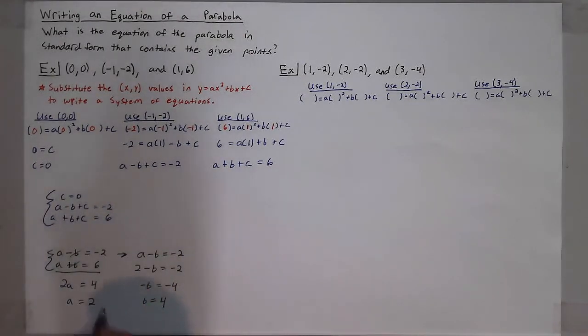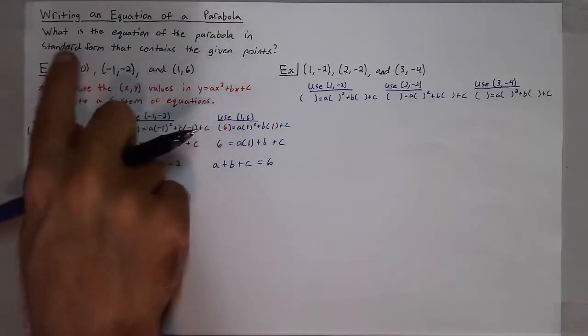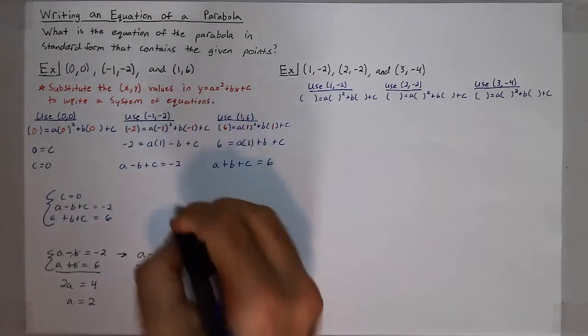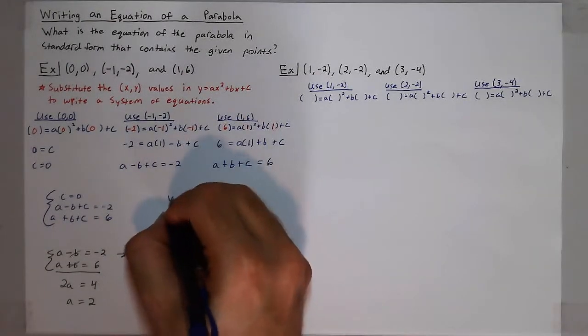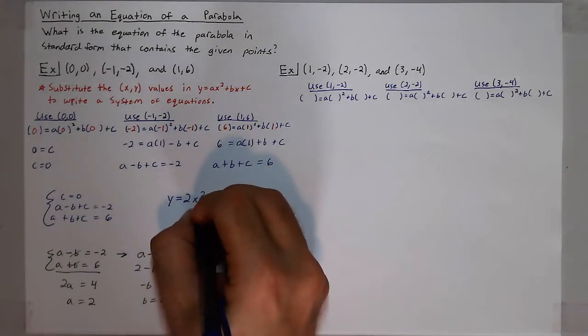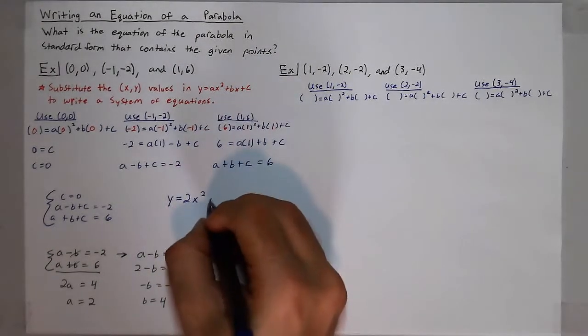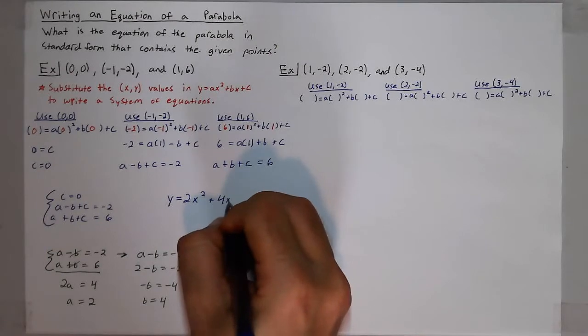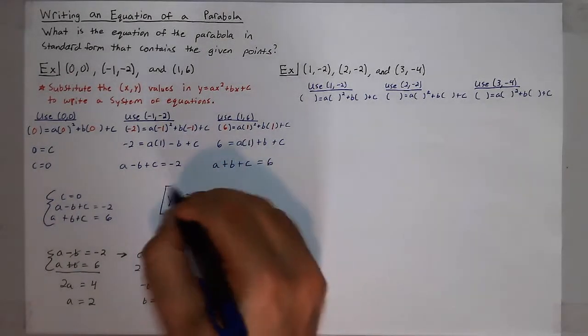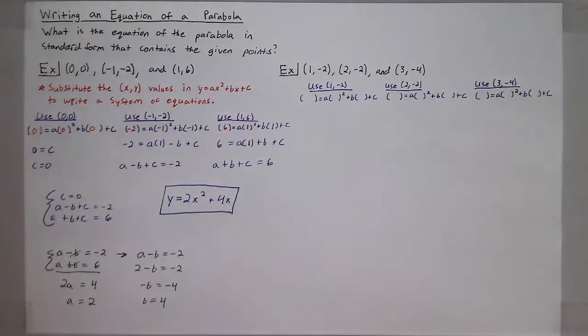But what I'm more interested in is writing that standard form quadratic equation it wants us to write, which, following standard form, ax squared, so it'll be 2x squared plus bx, so plus 4x plus c, which is 0. So my standard form equation is 2x squared plus 4x.